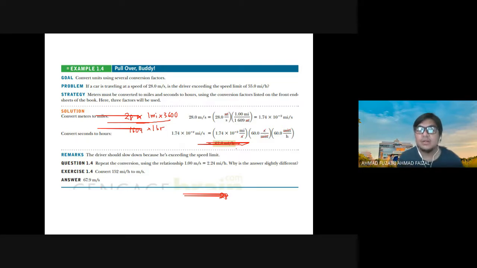Sometimes the students always just calculate the final answer, but they didn't know what the purpose of the question is. The purpose of the question is they ask about the driver's speed. Okay, is it exceeding the speed limit? Itu yang kena jawab dulu. So the answer is yes. By how much? Then you calculate.